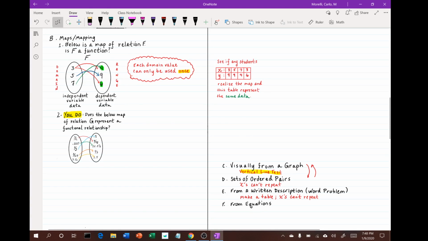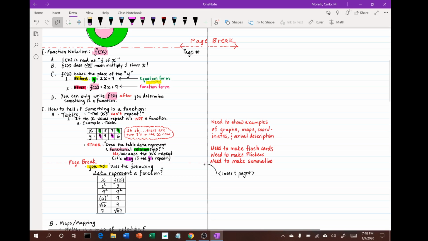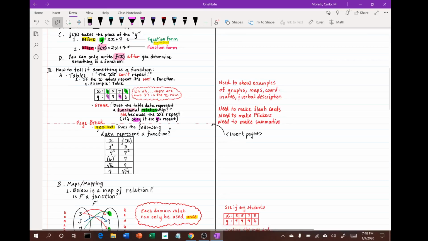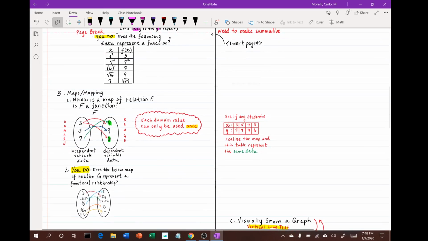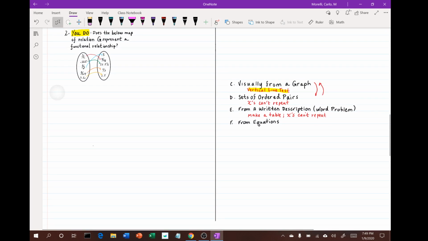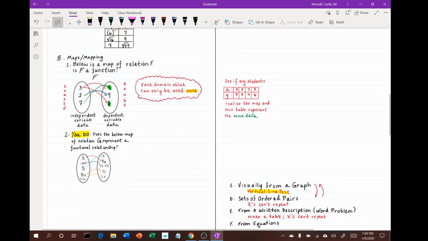So remember back here, we were saying how to tell if something is a function. So we started with tables. Then we did maps. Okay. This went pretty well today. Kids seem to understand. So now we need to do visually from a graph. So now we have to look at a graph and say if something is a function.